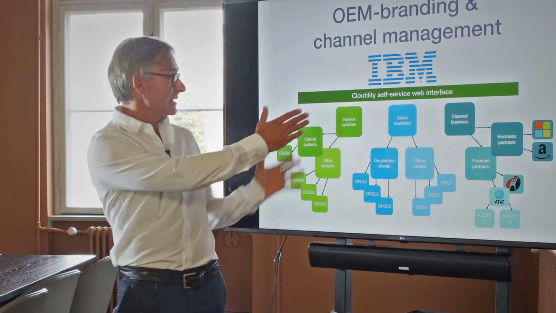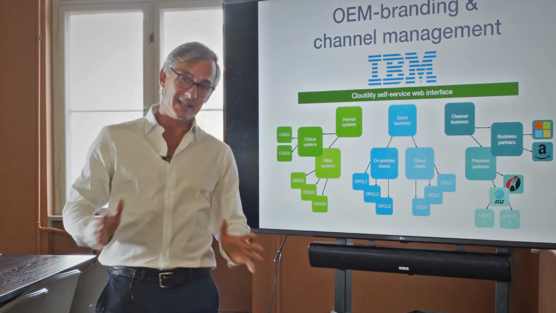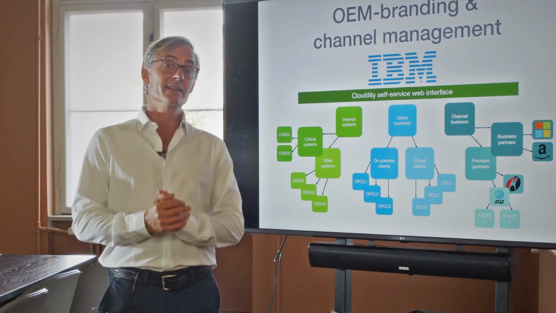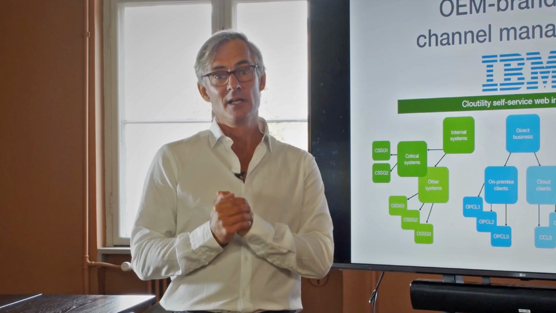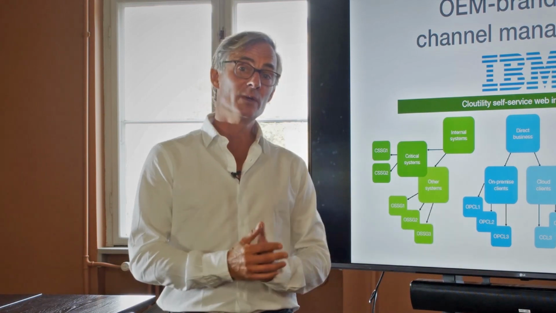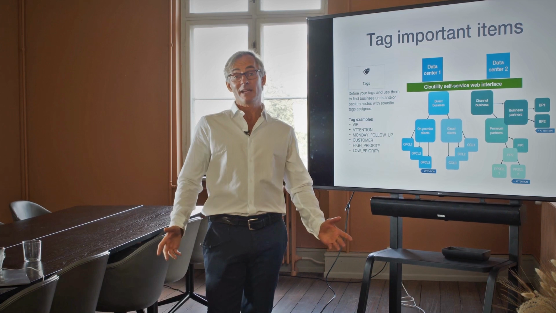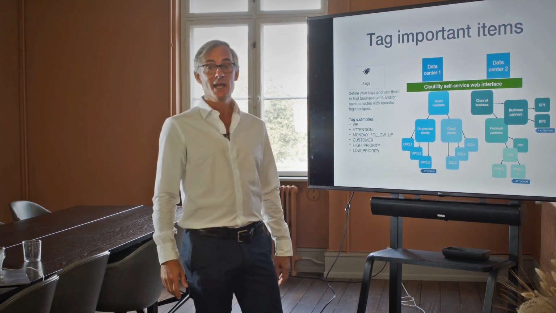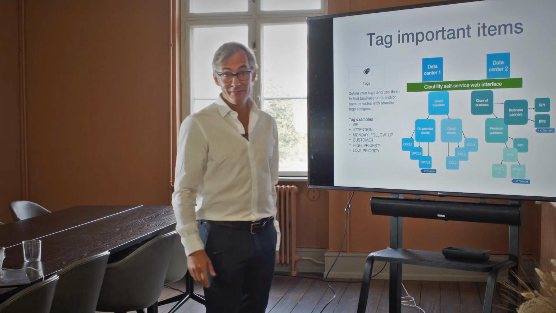So every time these resellers would add new descendants, these descendants would be in the reseller name and brand, so that clients would only see their preferred IT partner when logging in. The ability to tag items in Cloutility makes the multi-tenant model even more flexible.